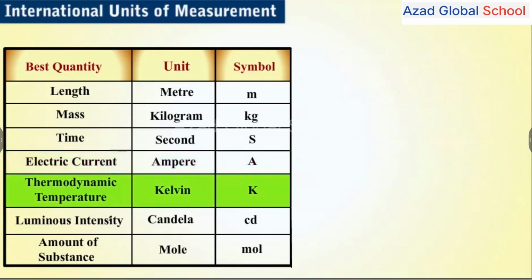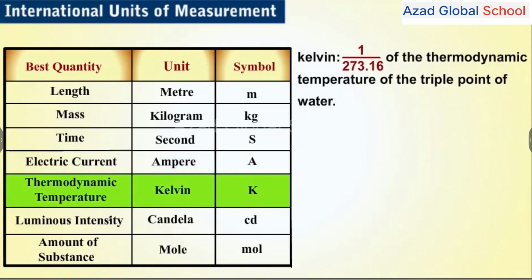Thermodynamic temperature is measured in Kelvin, denoted by the capital letter K. A Kelvin is a fraction, 1 over 273.16, of the thermodynamic temperature of the triple point of water.